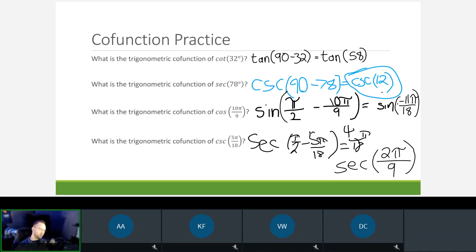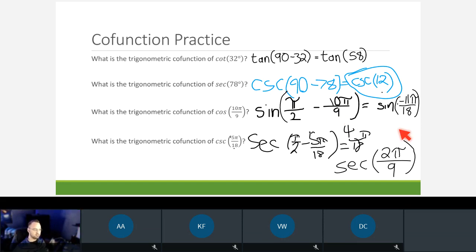This goes back to grade school math. Subtracting fractions, the denominators must be the same. This is kind of mindless math, but you just type it in, hit enter, and it should give you the answer. If you type in pi over 2 minus 10 pi over 9, it should give you negative 11 pi over 18. If your calculator doesn't give you that answer, you probably need a different calculator, or you need to do it by hand.